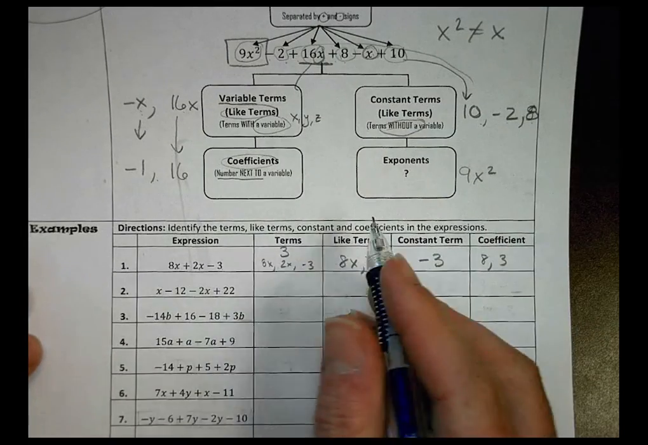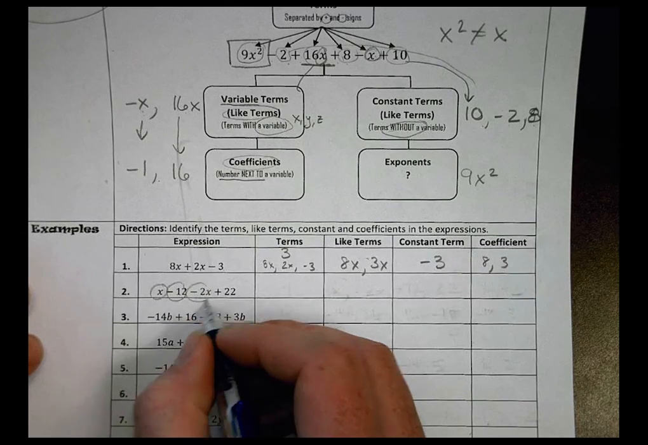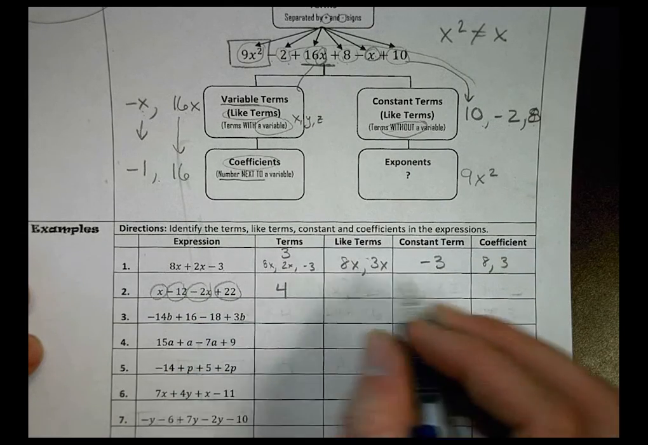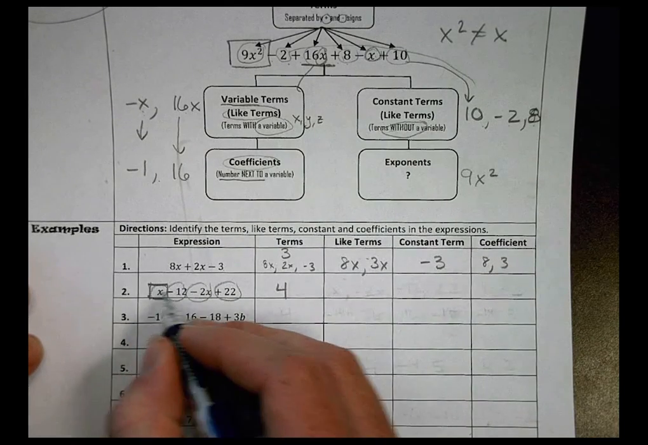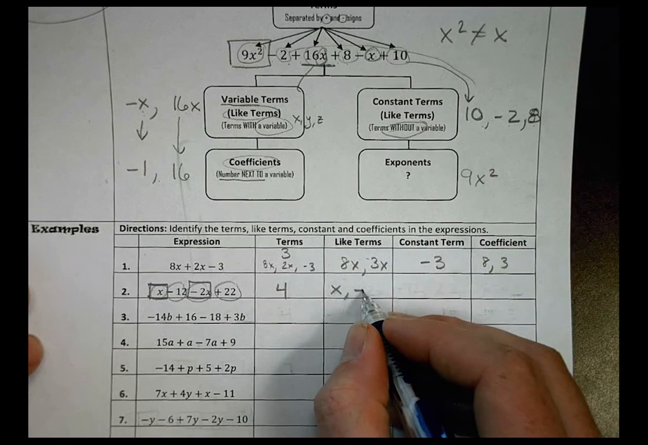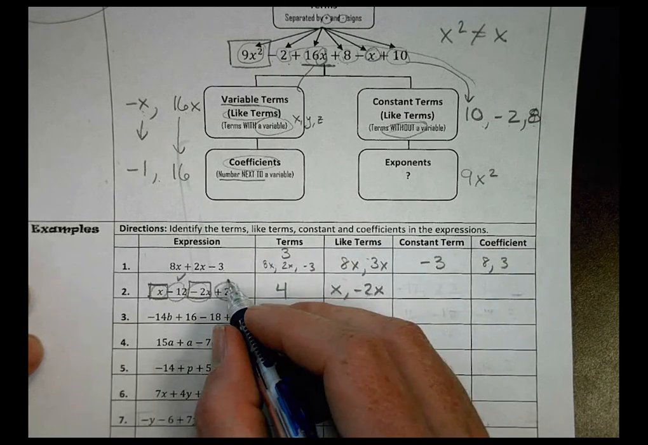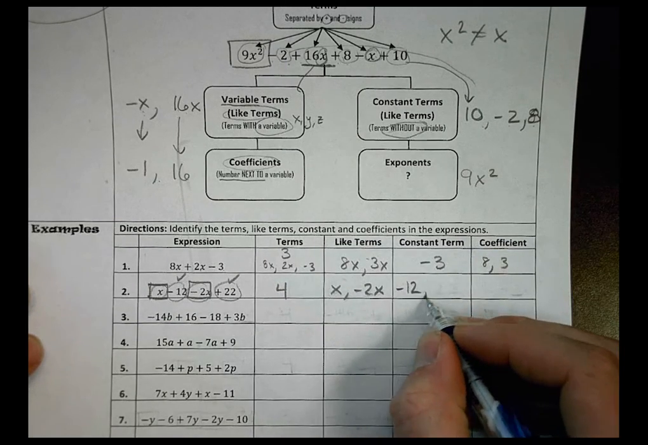So let's keep on going here. Our next one, how many terms do we have? We have 1, 2, 3, 4 terms. Our like terms are going to be the ones with the variable x. We have x and minus 2x, so I can write them here, x and minus 2x. In terms of our constants, I have a minus 12 and a positive 22.